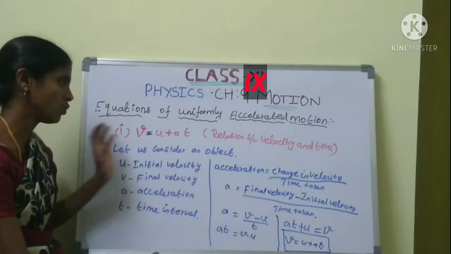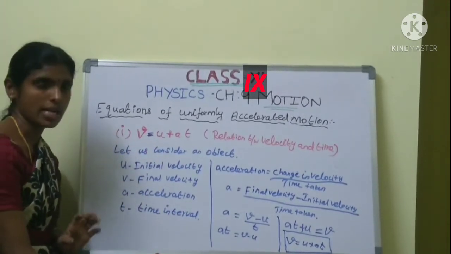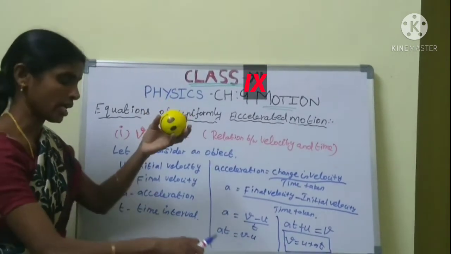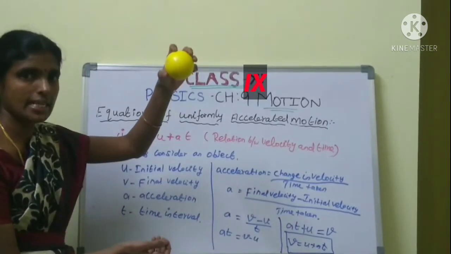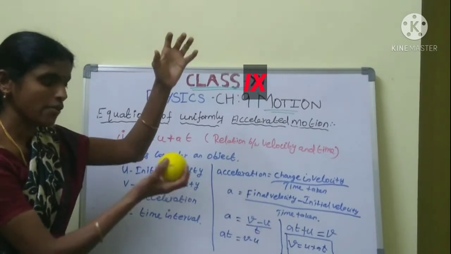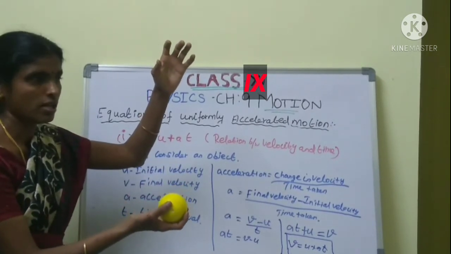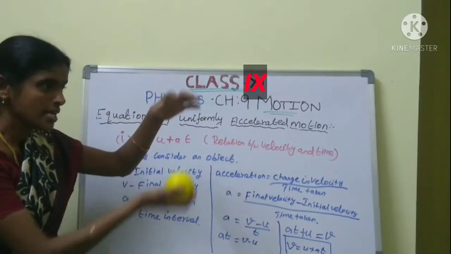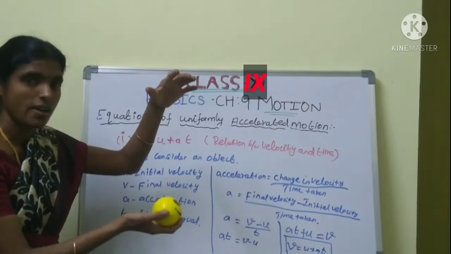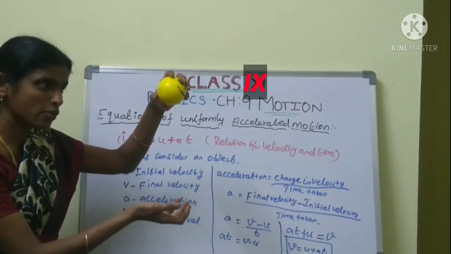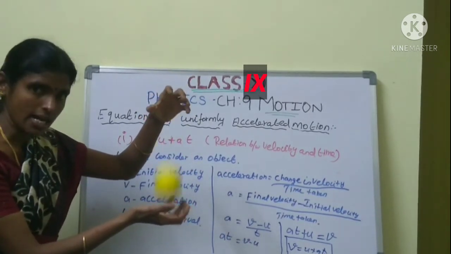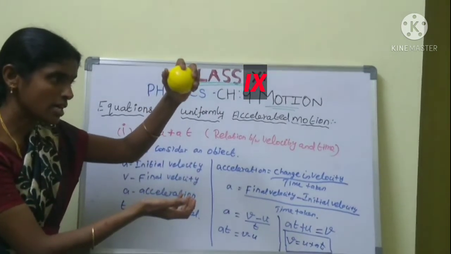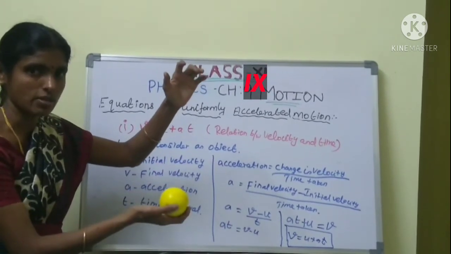Now let us consider an object. We take a ball. This is the initial velocity of the ball. This is the final velocity of the ball. This is the time interval. Are you clear? Time interval. This is the distance also. The ball moves from one place to another place with respect to time. This is the displacement. A ball moving from initial velocity to final velocity, that is the displacement. Are you clear?